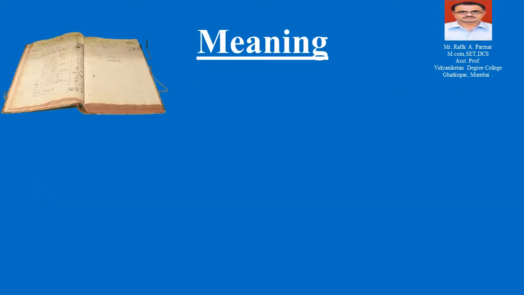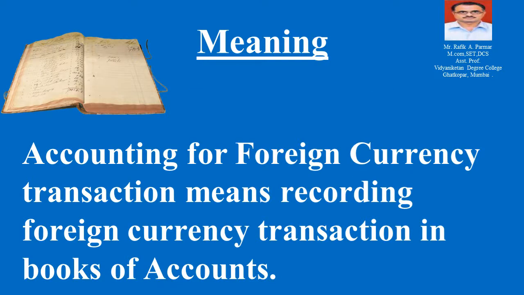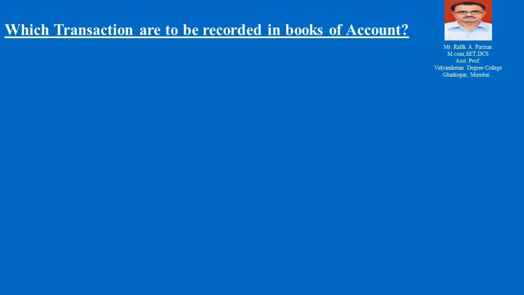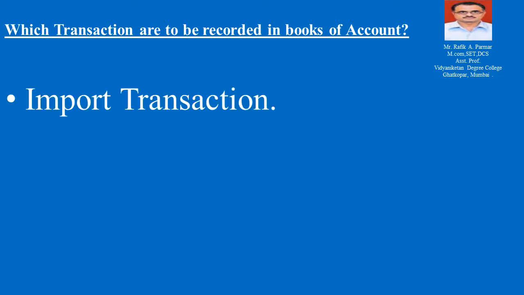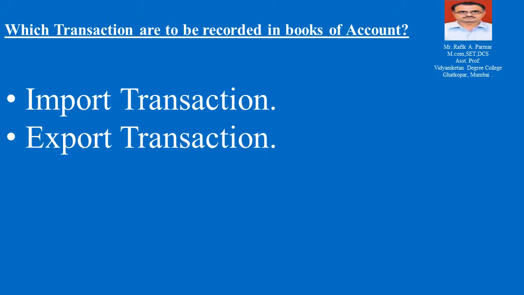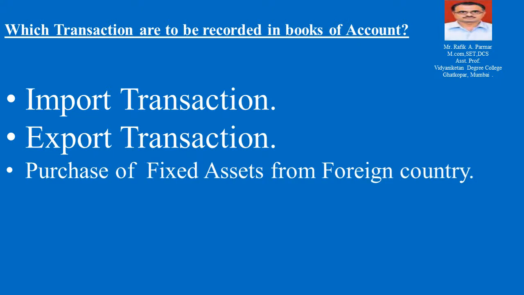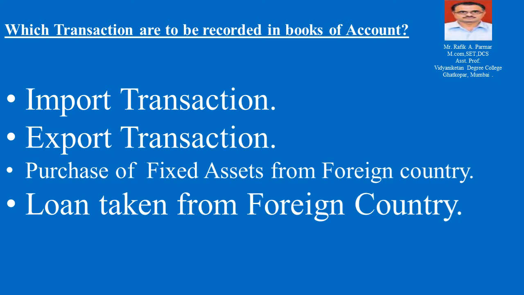Let us start with accounting for foreign currency transaction. It means recording foreign currency transactions in books of accounts. Whatever foreign currency transactions are there, they are to be recorded in books of accounts. So that is called accounting for foreign currency transaction. Now let us see which transactions are to be recorded in books of accounts. First is import transaction, export transaction, purchase of fixed assets from foreign country, loan taken from foreign country.